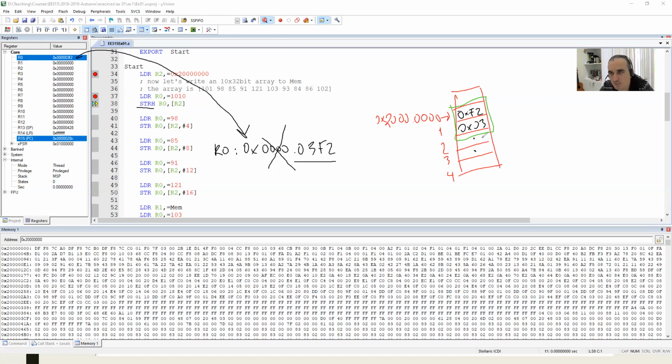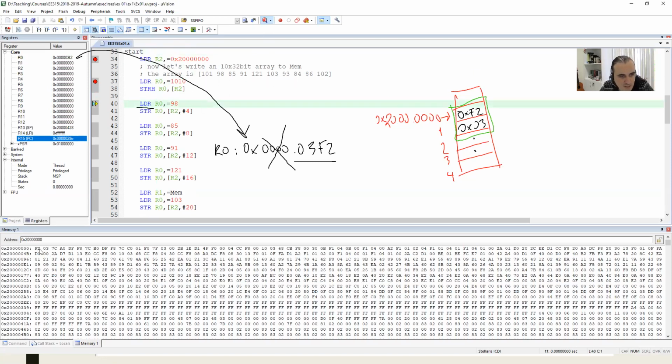In the previous time, we have written, since this was not STRH, it was STR, I've made these 0, remember? And we have written them accordingly, and these bits were 0. Let's see if it happens again. So I'm going to be writing this. As you can see, these ones didn't change because STRH did not change that part of the memory because it's a 16-bit instruction. It only affected 2 cells in the memory.